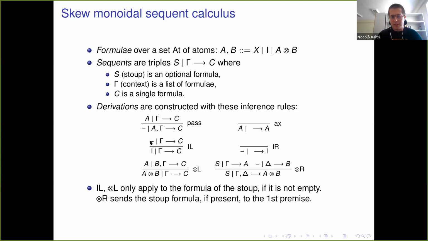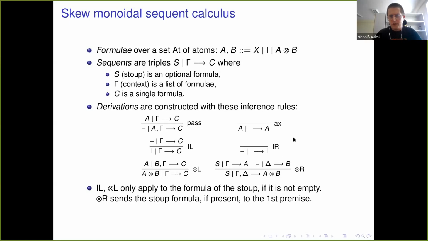This line here is the notation that we use to indicate that the stup is empty. So we can remove a unit from the antecedent provided that the unit is in the stup. We do not allow a general left unit rule in which the unit can be removed if it appears in the context gamma. And we have a similar rule for tensor. The tensor can be decomposed in the antecedent if it sits in the stup position. After that, A will be in the stup and B is moved to the context.